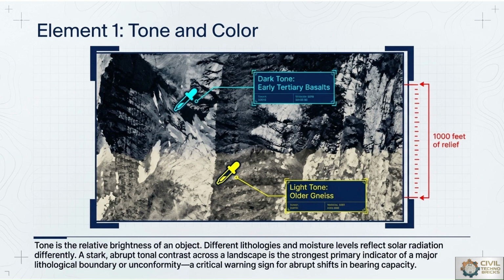Dark tone, early tertiary basalts, that is the rock type, and the second one will be the light tone, older gneiss type of rock, where 1000 feet of relief is there.